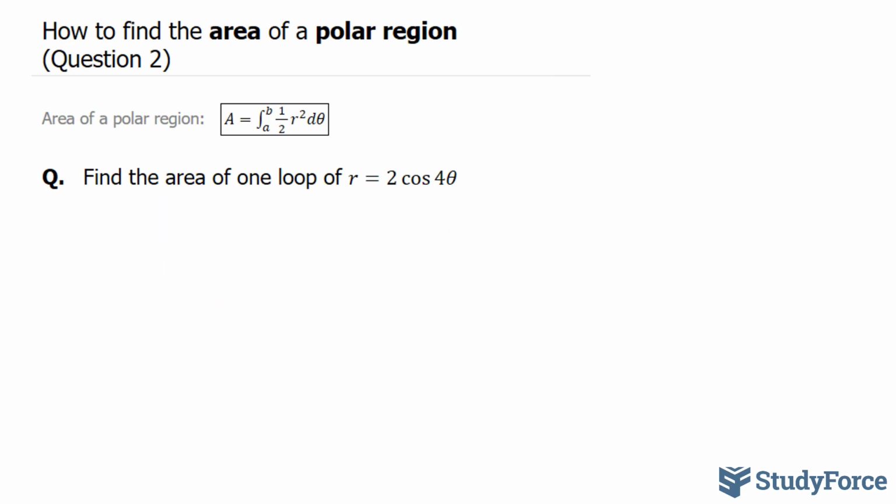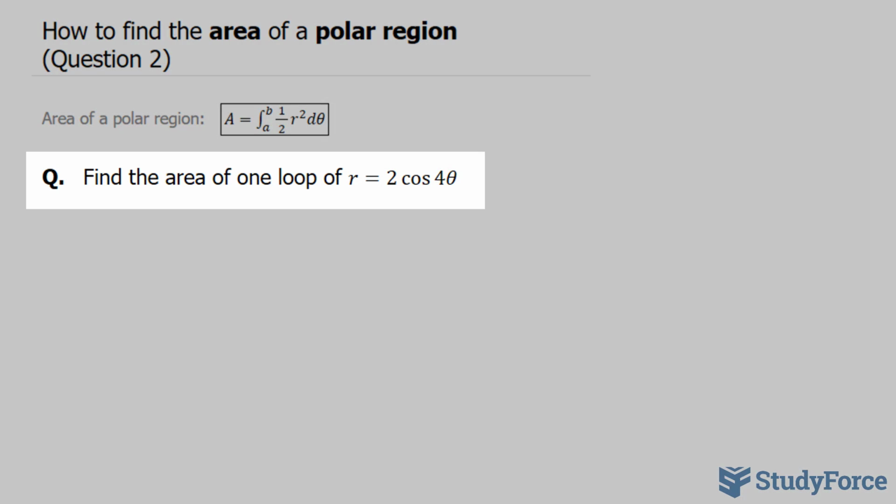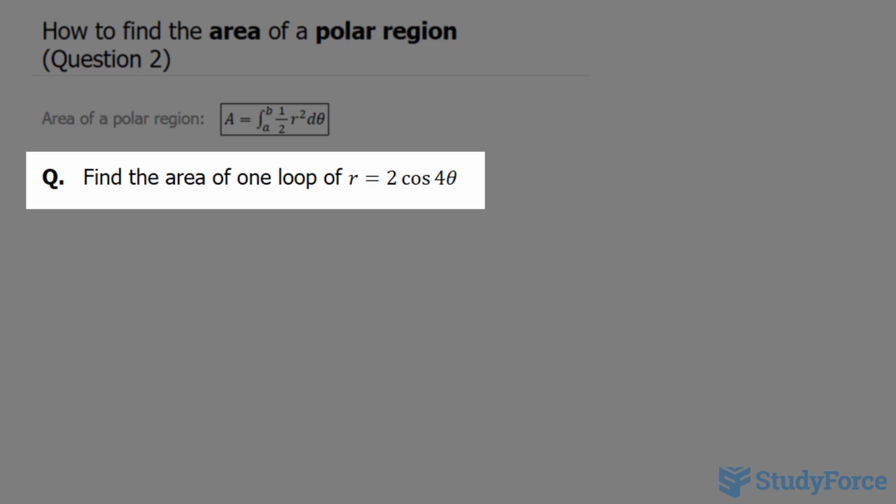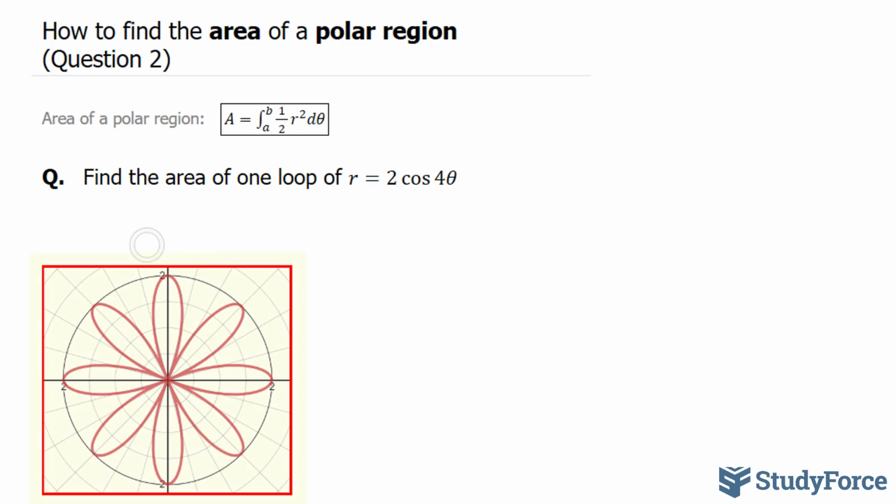In this lesson, I'll show you how to find the area of a polar region. This is question number 2. The question reads, find the area of one loop of the equation r is equal to 2 cosine 4 theta. If you graph this, it will look like this. Now let's go ahead and set this up.